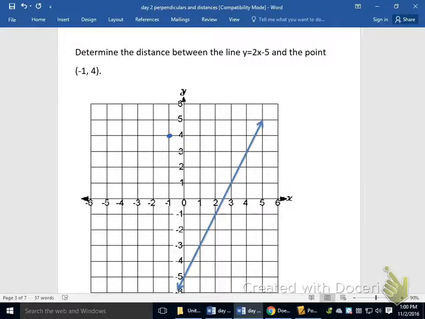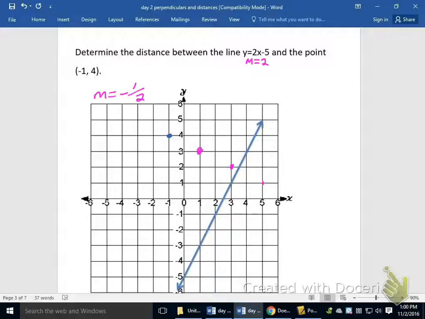Now where I'm going to start is actually using the slope of the line. So the slope of the original line was 2, right here. And so now the slope I'm going to use when I find the distance between the point and the line is going to be the perpendicular slope. So since it's positive 2 over 1, it'll be negative 1/2 is the slope that I'll use. So going from my point, I will go down 1 unit to the right 2 and do that again.